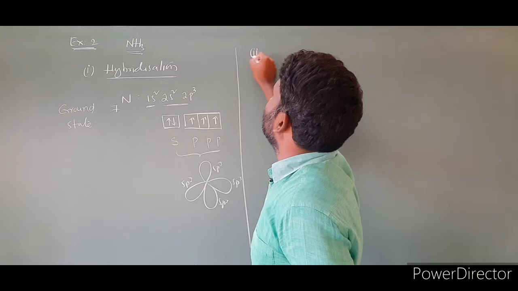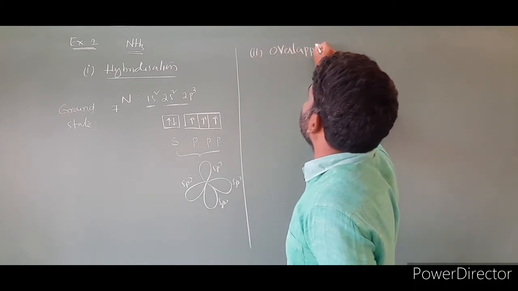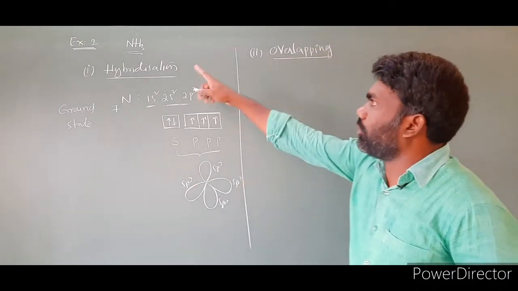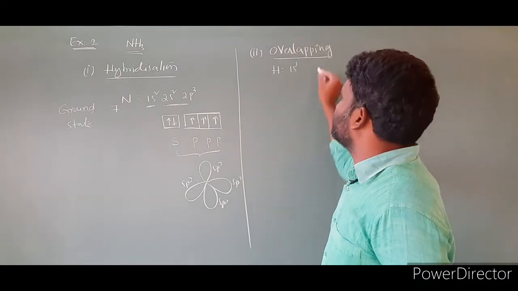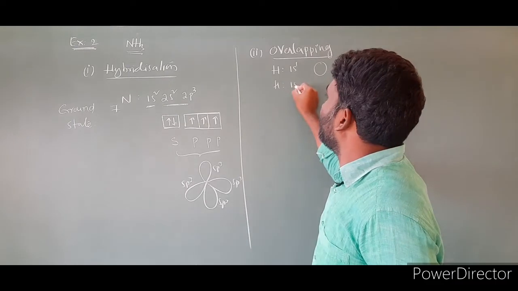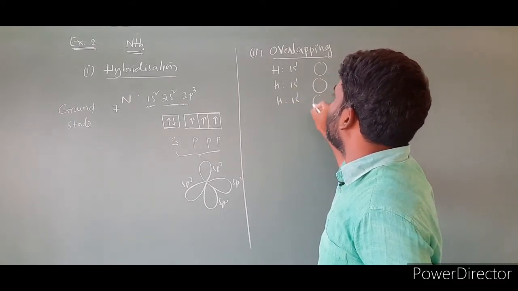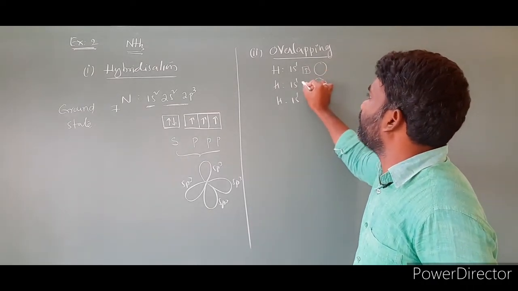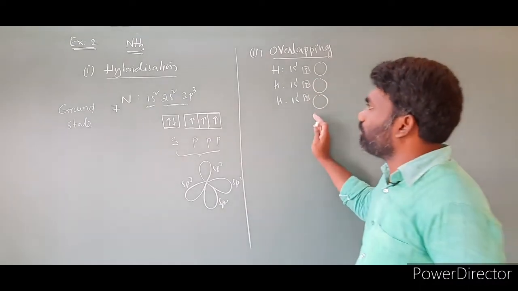Now coming to the second step, overlapping. How many hydrogens are there? 3 hydrogens. This is the first hydrogen, 1s1, so its orbital is an s orbital. Second hydrogen, 1s1, its s orbital. Third hydrogen, 1s1, its s orbital. You can even write the boxes, in which we fill 1 electron. These are the orbital boxes. Then we have to do overlapping.